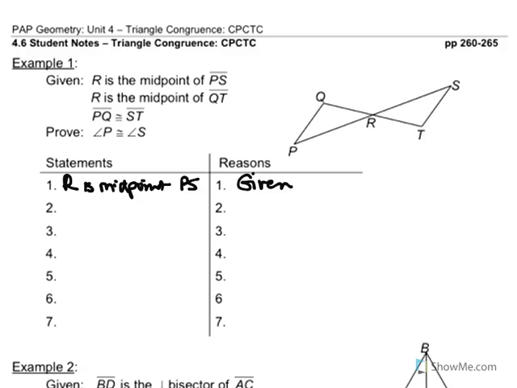And what do we know as a result of that? We know that PR is congruent with RS. Now let's do our next given. R is the midpoint of QT.